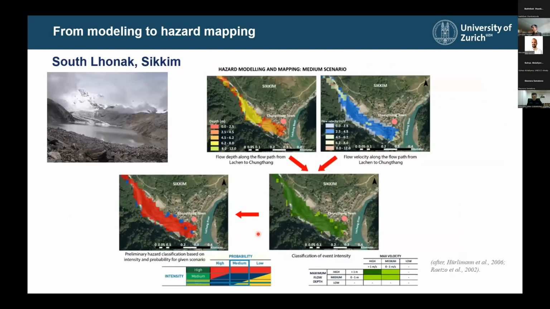An example of this from South Lhonak in Sikkim, India, a Himalayan state, where we're also working with colleagues in India. Based on RAMMS, for instance, you produce flow depth and flow velocity, which is then converted to an intensity map and eventually to a hazard map.